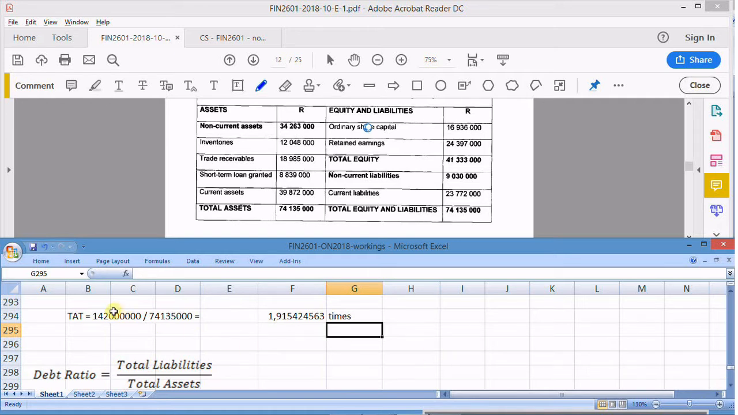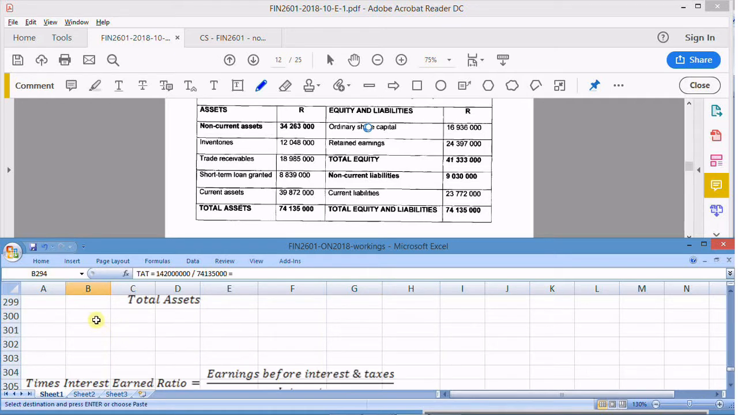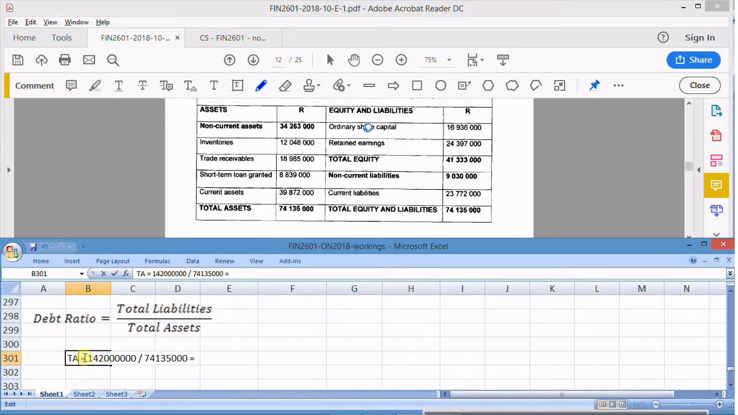Liabilities over total assets. Okay, I can use this formula. I can just replace the other one. So debt ratio. Total liabilities. So this needs to change. Liabilities are total liabilities. Where's the total liabilities? Oh, we have to add it. Do you see they give it separately, hey? 9030123 plus 2377 2 1 2 3 close brackets divided by total assets. That's the total assets. Do you agree? Okay. And the debt ratio is 44%.